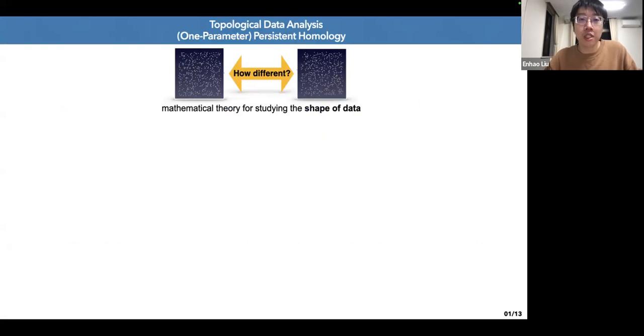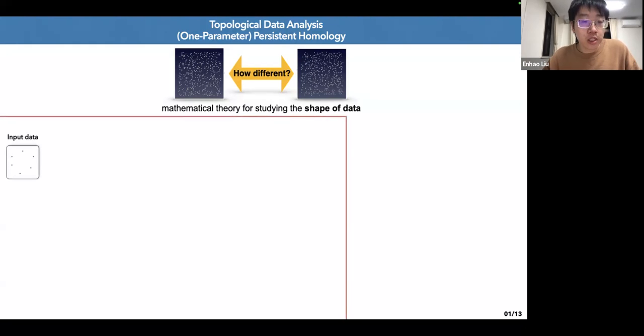So first, let me briefly review TDA and its main tool, persistent homology. We know that TDA is a mathematical theory for studying the shape of data. You want to distinguish different shapes of data. The classical one-parameter persistent homology is one of the main tools in TDA. So let me briefly review the one-parameter persistent homology.